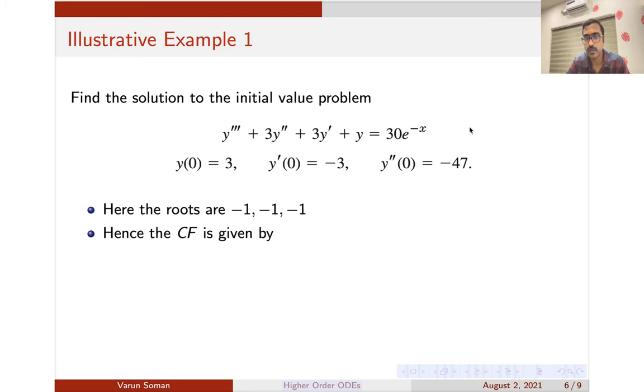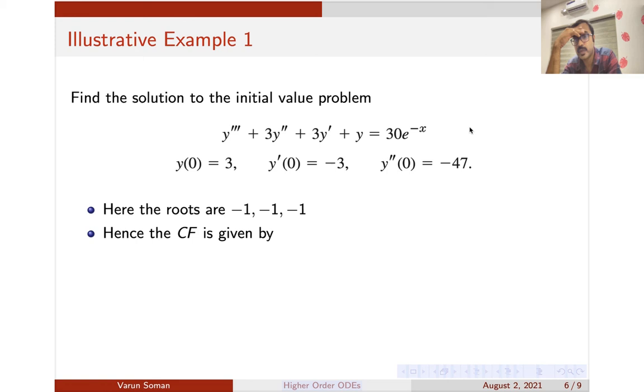Once you have written the CF, you have to find the PI. We are using the method of undetermined coefficients here. So you are looking at the RHS, then you have to write the PI. Since the RHS is e raised to minus x, your solution will be of some constant e raised to minus x only. But since there is a factor of e raised to minus x here, by the modification rule from undetermined coefficients, you have to go back to the video.